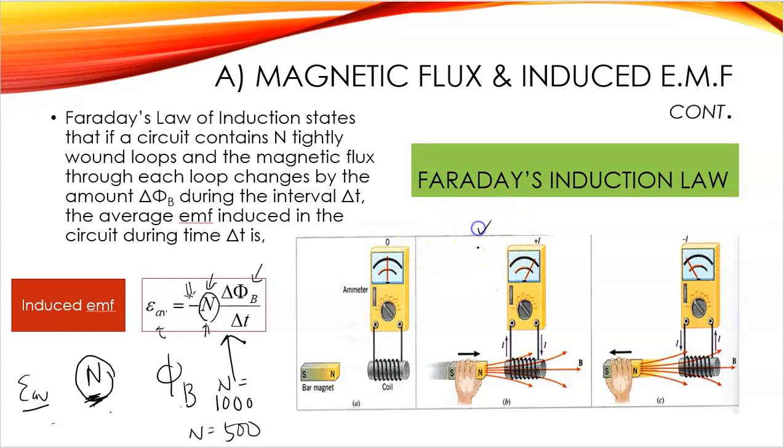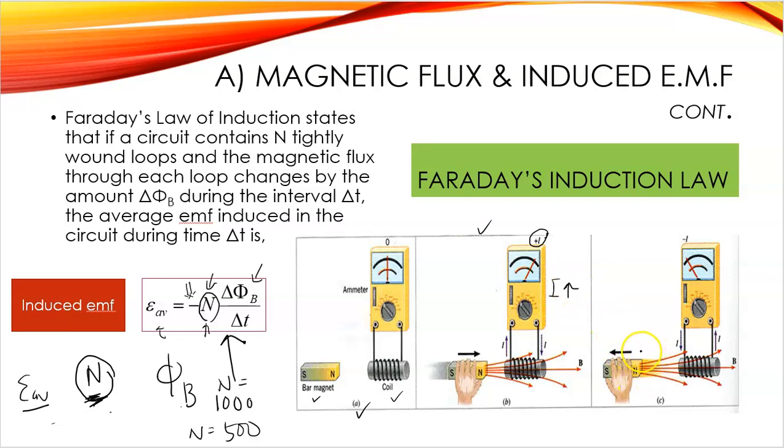We have three scenarios in these pictures. As you can see in picture A, both the bar magnet and the coil are in stationary positions. The needle of the ammeter is pointing at zero, so there is no current produced in this case. What if I move the bar magnet towards the coil? Then I will see some change of current in a positive direction, so we know that the current is increasing.